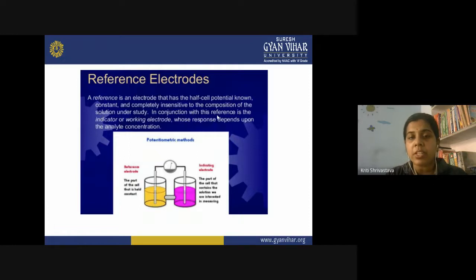Now, in conjunction with this reference is the indicator or working electrode, whose response depends upon the analyte concentration. So the potential on the working electrode depends on the analyte concentration, and the auxiliary electrode also depends on it, but in the case of the reference electrode, the solution under study, your sample analyte, has no effect on the potential of your reference electrode.